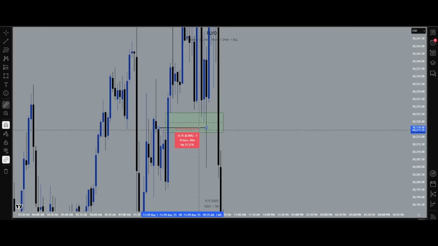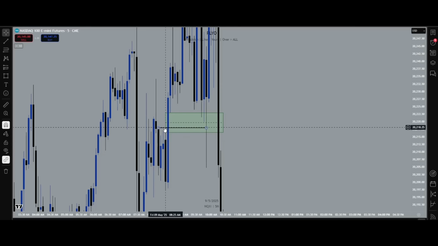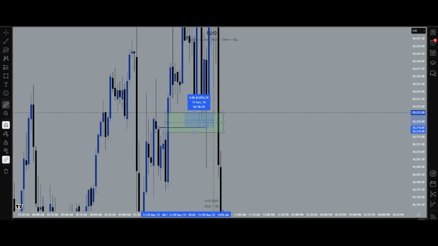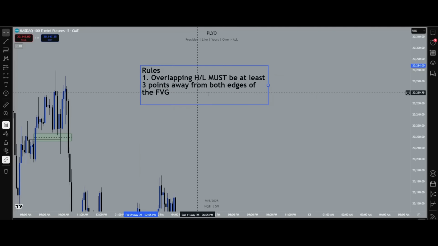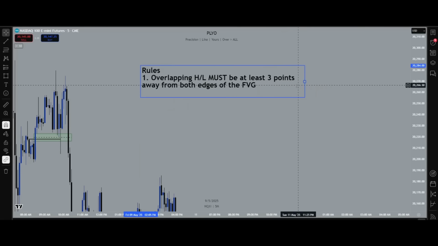this is too close to the edge. As you can see, it's 1 point away, so it's not 3 points away from the edge, and the lower one is also way too close to the edge. And once again, yes, it is 3 points away from the upper half of the gap, but we're looking for it to be 3 points away from both sides for a valid setup. Okay, so that's basically rule number one. We need the overlapping high or low to be 3 points away from the edges of the fair value gap.